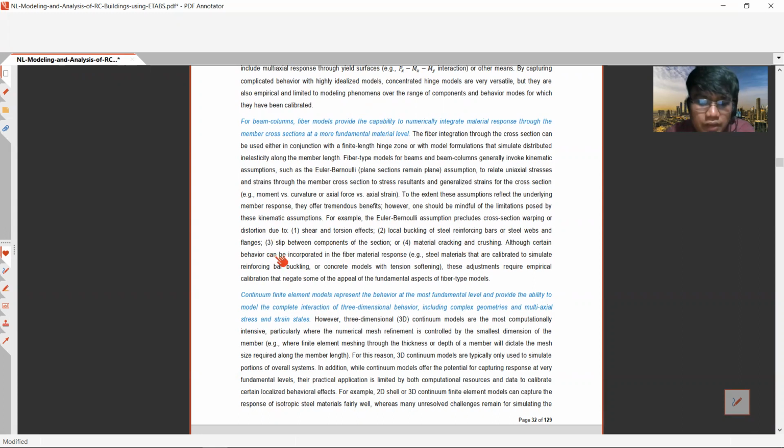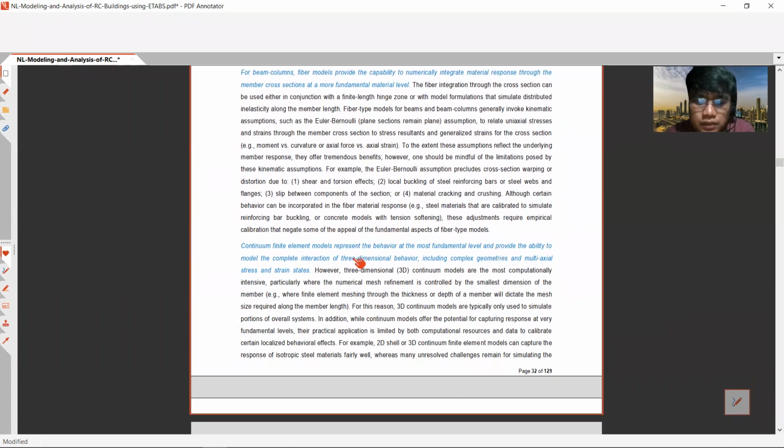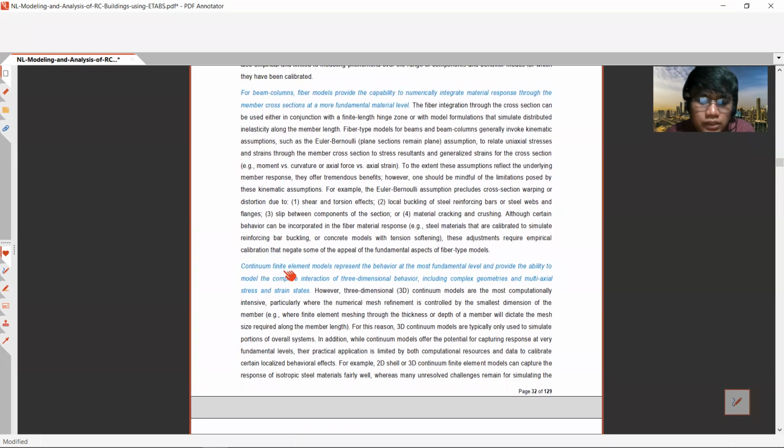Although certain behavior can be incorporated in the fiber material response, such as steel materials that are calibrated to simulate the reinforcing bar buckling, or concrete models with tension softening. Okay, so these adjustments require empirical calibration that negates some of the appeal of the fundamental aspect of the fiber type models. Okay, and lastly, the continuum finite element models.